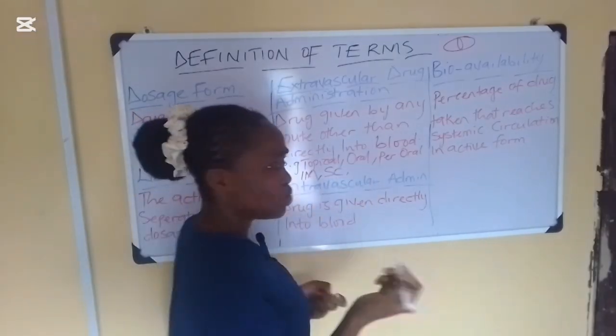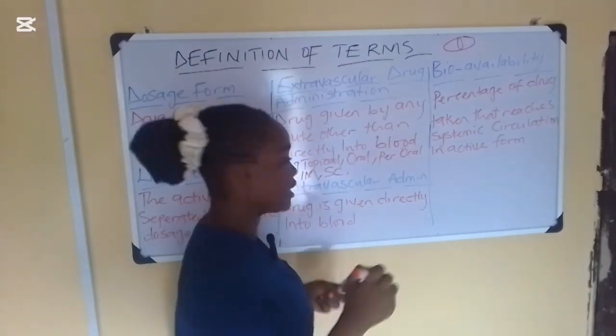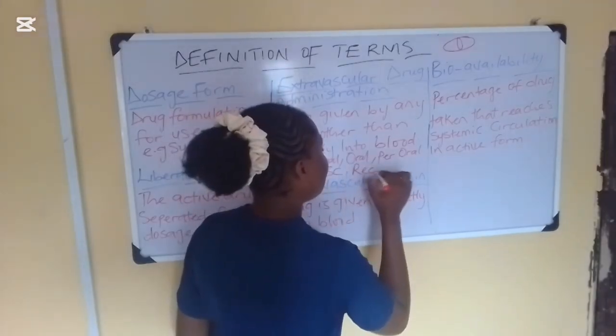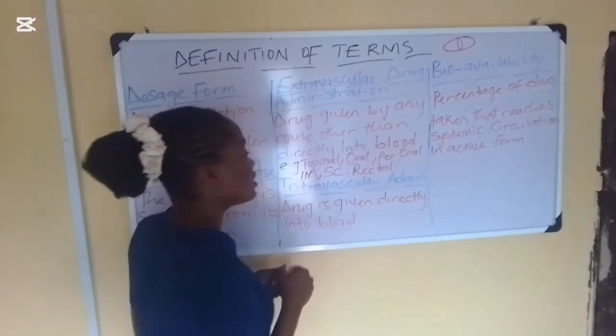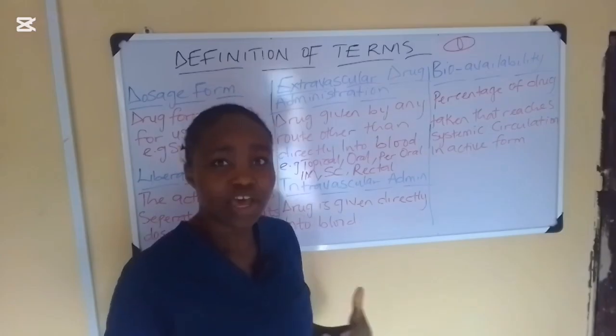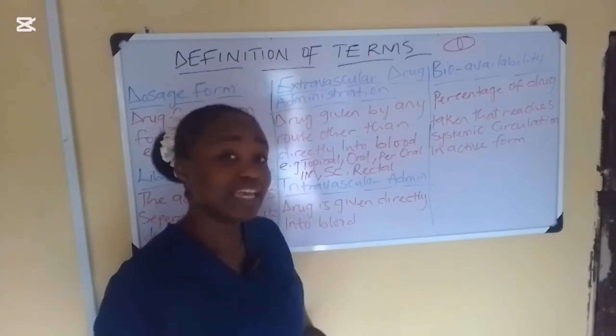They don't get into the bloodstream directly. We also have the rectal medication. Rectal drugs are drugs that pass directly into the anus, and from there it's absorbed. From there it gets to the bloodstream.